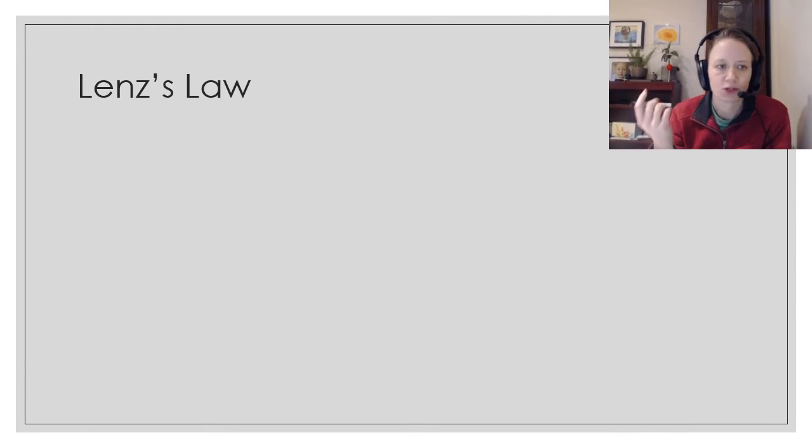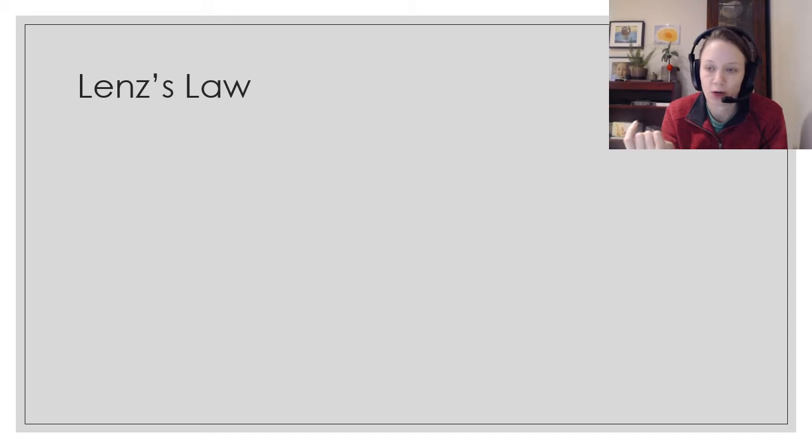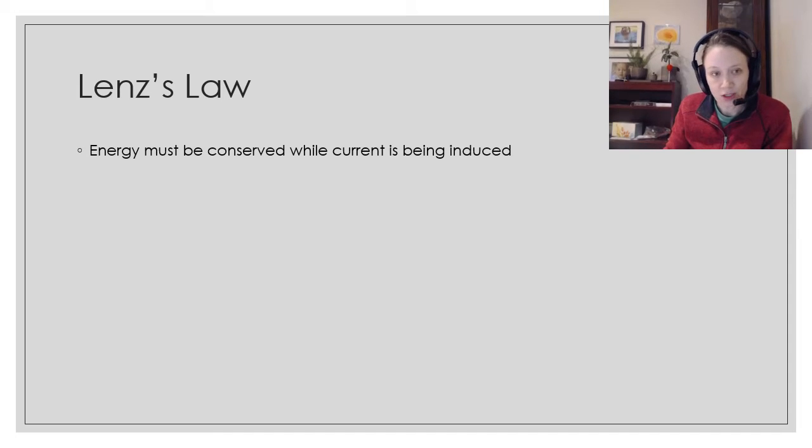As we move into the next portion of this, we're going to be talking about how to determine the direction of the current that is generated in these changing flux situations. It really boils down to something known as Lenz's law. And Lenz's law tells us kind of where a lot of these equations come from when you go back all the way to conservation principles.